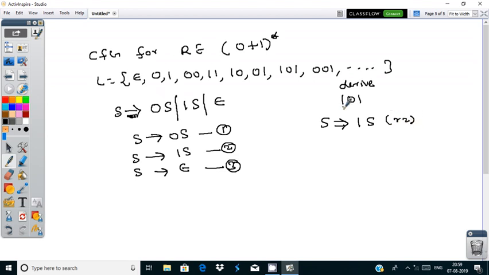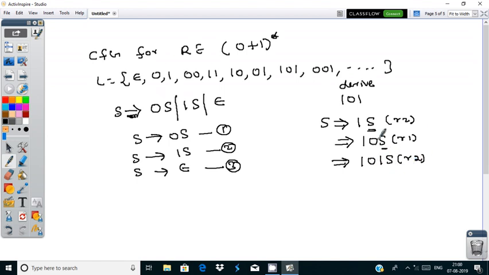Now after this 1 is generated, you have to generate 0. Which rule generates 0? Rule number 1 generates 0. So S has to be replaced by 0S, so it will become 1 0 S. So rule number 1. And after this you again need one more 1. Rule number 2 generates 1, so this S has to be replaced by 1S, giving 1 0 1 S. So rule number 2.